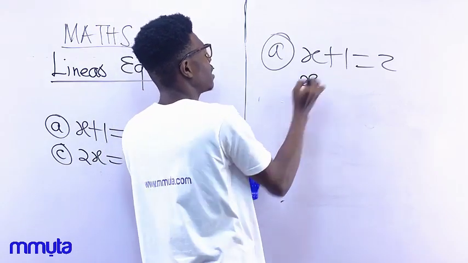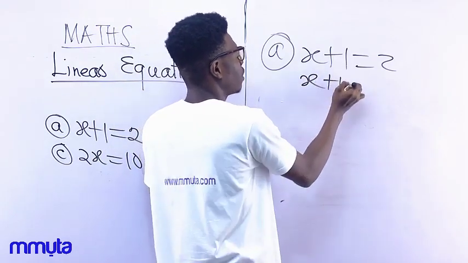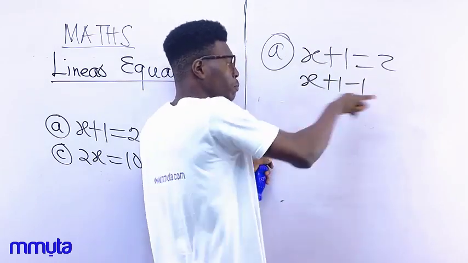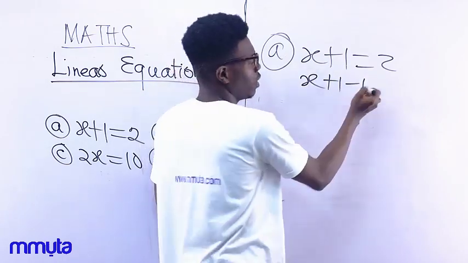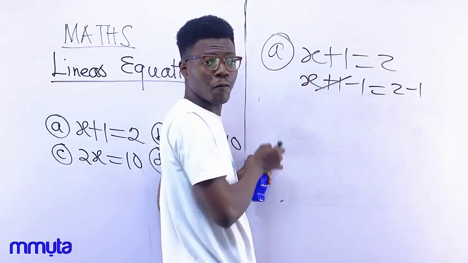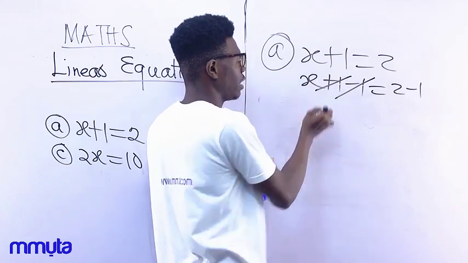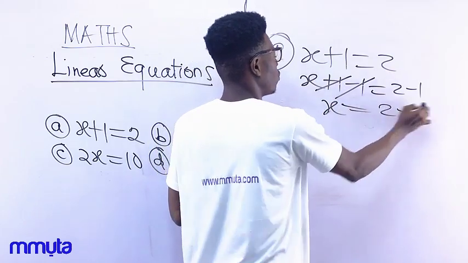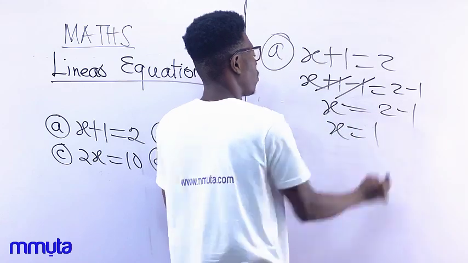Therefore, we have x plus 1 minus 1. I am subtracting 1 from both sides this time around, is equal to 2 minus 1. This positive 1 is going to cancel this negative 1. I have x is equal to 2 minus 1, and x is equal to 1.